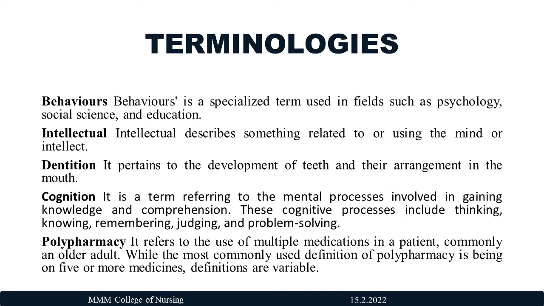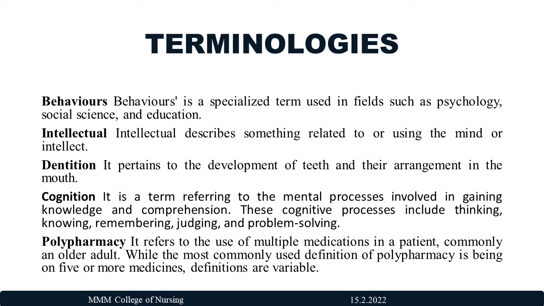Now we'll see some of the terminologies related to geriatric assessment. What is behavior? It is a specialized term used in fields such as psychology, social science and education. What is intellectual? Intellectual describes something related to or using the mind or intellect. What is dentition? It pertains to the development of teeth and their arrangement in the mouth. What is cognition? It is a term referring to the mental processes involved in gaining knowledge and comprehension. These cognitive processes include thinking, knowing, remembering, judging, and problem solving.